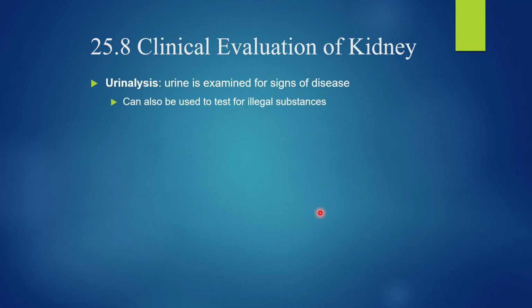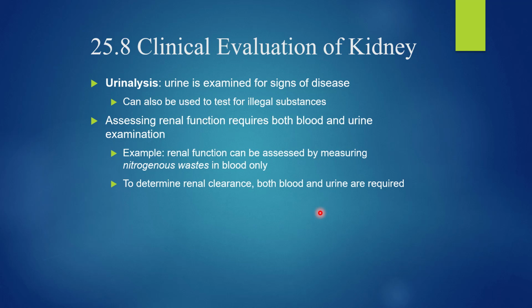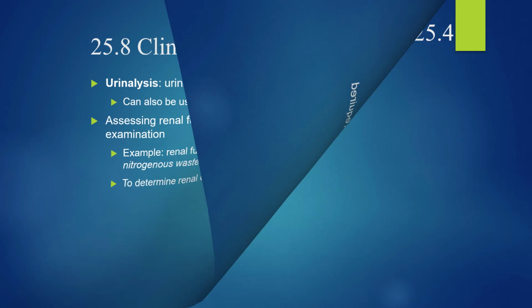So this is an examination of urine for signs of diseases. It can also be used for tests for illegal substances. In assessing renal function, it requires both blood and urine samples. For example, renal function can be assessed by measuring nitrogenous waste in the blood only. And these can also be used to determine renal clearance, where both blood and urine are required.